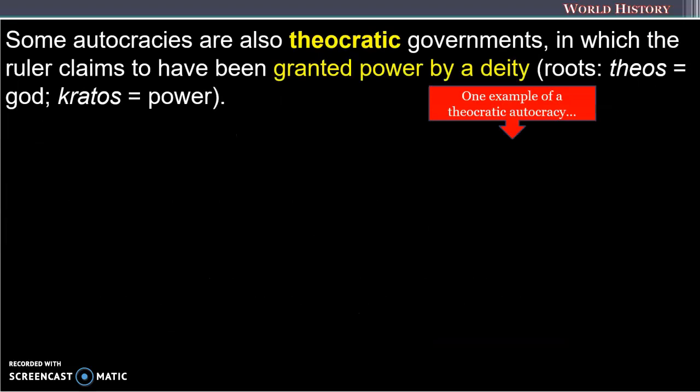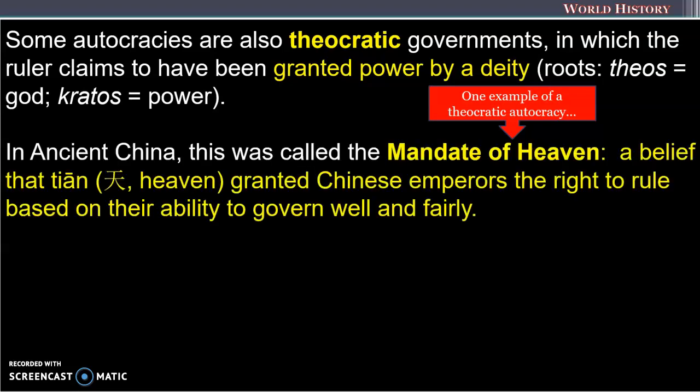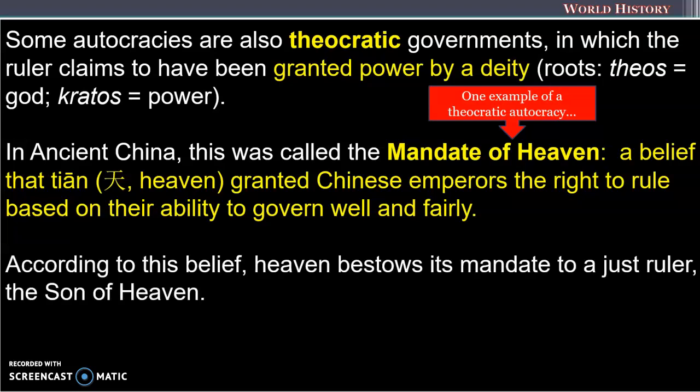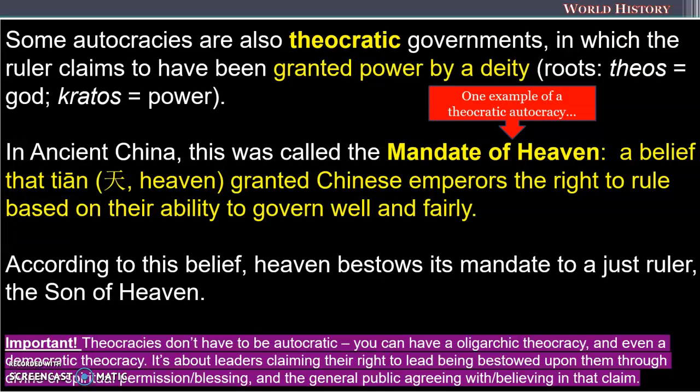Some autocracies are theocratic. This means that the ruler has been granted power by a deity or God. For example, and you'll be looking at this more if you do the extension activity this week, in ancient China there's what's called the Mandate of Heaven. This is the belief that Tian, or heaven, granted Chinese emperors the right to rule based on their ability to govern well and fairly. So it was mandated by heaven, mandated by God. According to this belief, heaven bestows its mandate to a just ruler, the Son of Heaven.